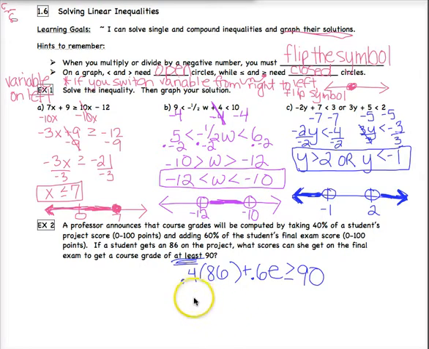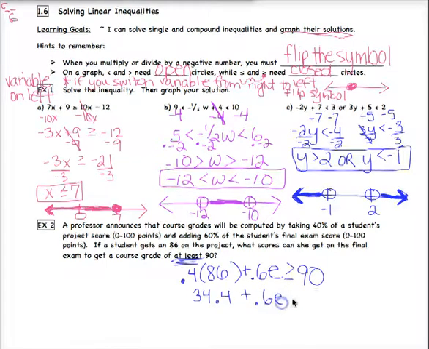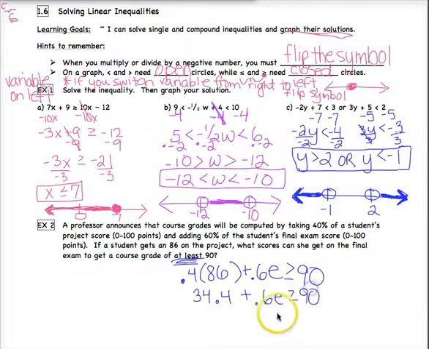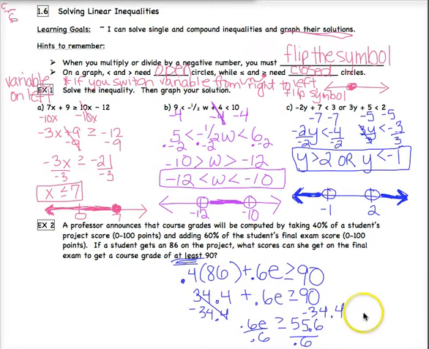So first, if I take 0.4 times 86, that gives me 34.4. So plus 0.6e greater than or equal to 90. If I want to get the e by itself, I need to subtract that 34.4 on both sides. So these cancel, and I've got 0.6e is greater than or equal to 55.6. So divide by 0.6. And you should end up with e is greater than or equal to 92.6 repeating.